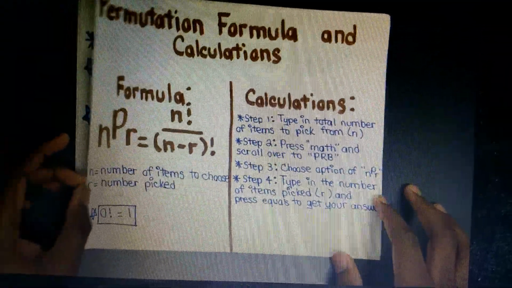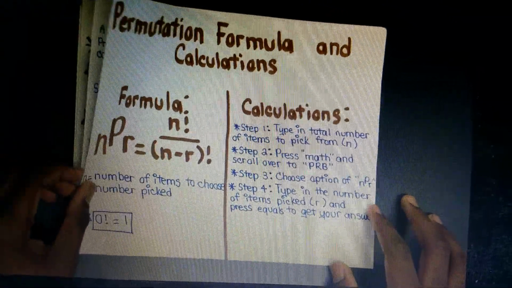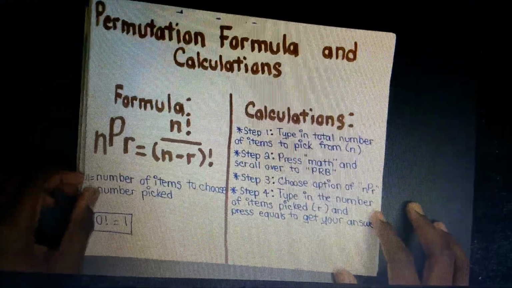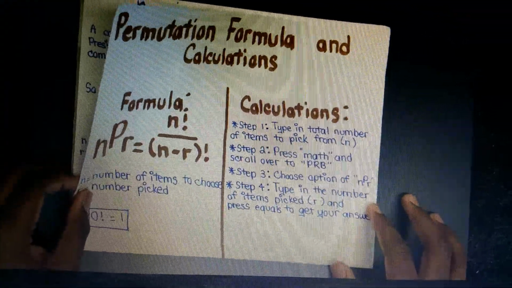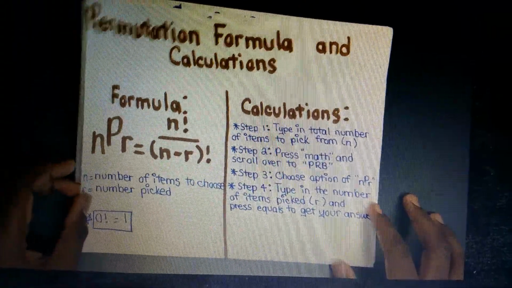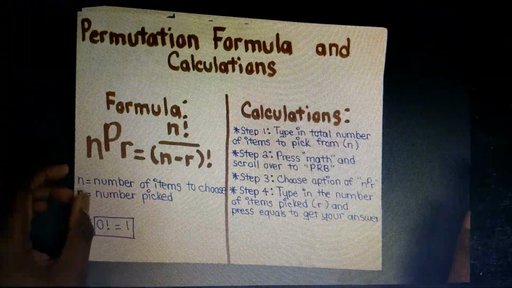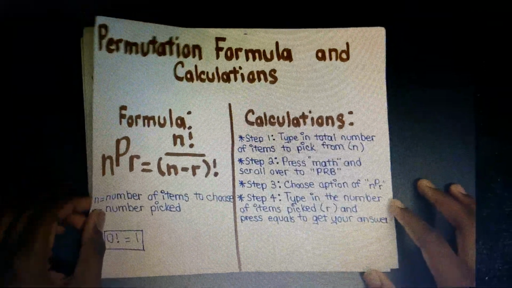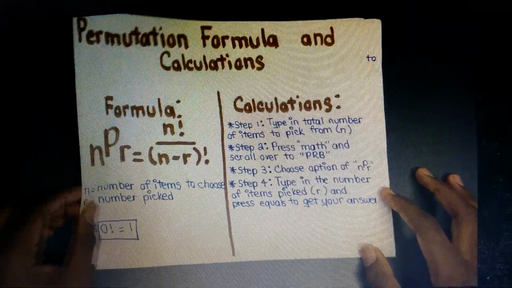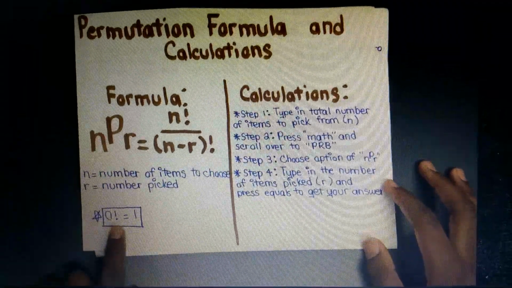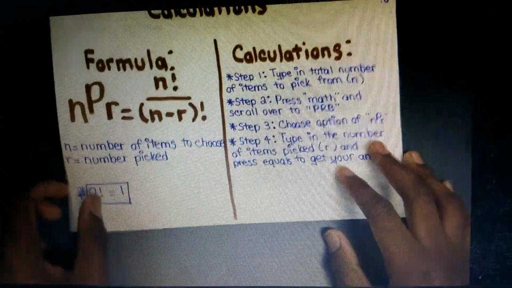So the calculations are, the first step is type in the total number of items to pick from, which is n. Then press math and scroll over to PRB. Step 3 is choose the option of nPr. Step 4, the last step, is type in the number of items picked, or r, and press equal to get your answer. Also remember that 0 factorial will give you 1.